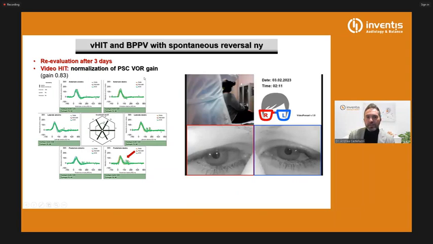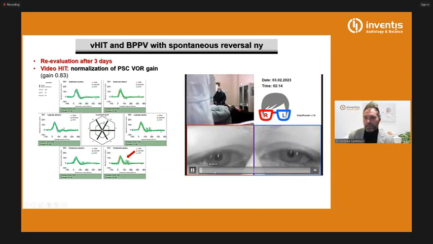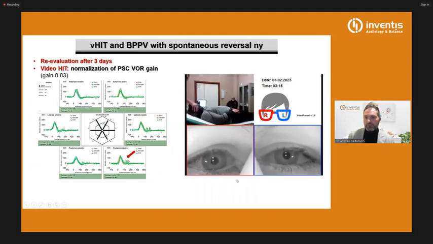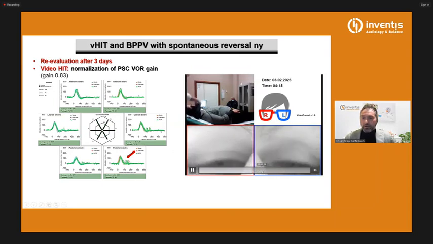After 3 days, we had a normalization of the posterior canal VOR gain, and in fact, she was free. Her posterior canal was free. But what did we find? Interestingly, we found a geotropic nystagmus on the horizontal canal. So, horizontal canal BPPV. So probably you can see here, I go forward, otherwise I'll be late.